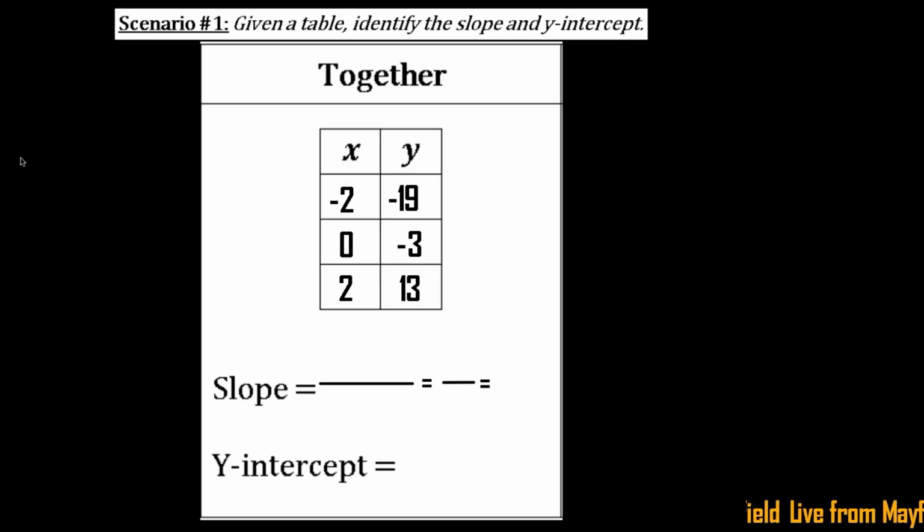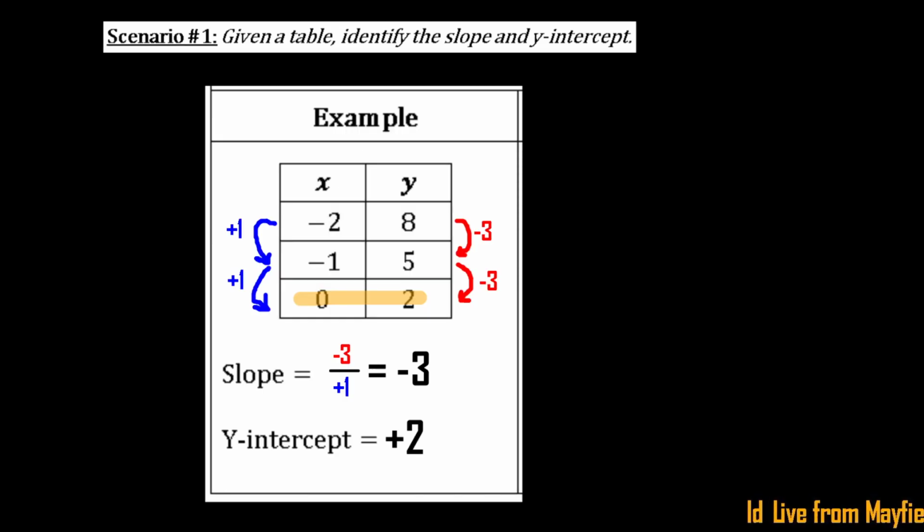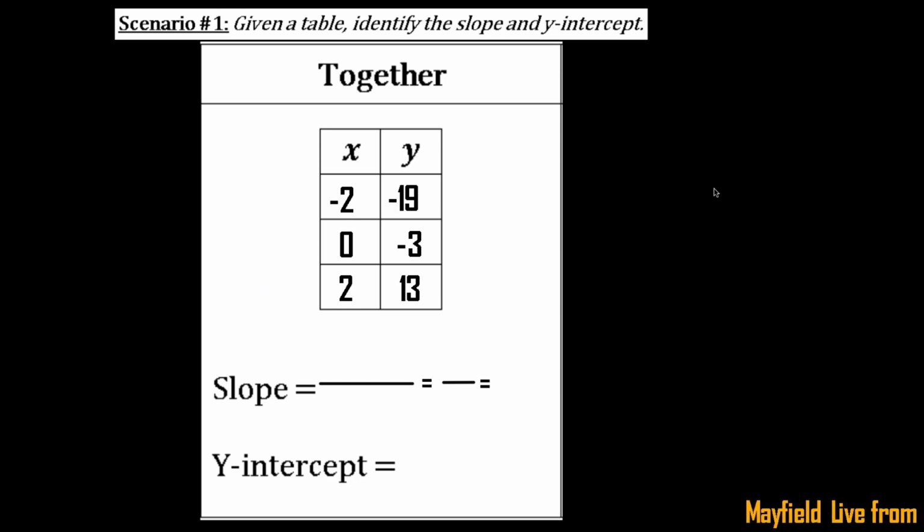All right, so one that we can do together gives the values for x and y. It has our x values as -2, 0, and 2, and then some larger y values: -19, -3, and +13. So we're going to ask, what are our y values increasing by? How do I go from -19 to -3? I'm increasing, meaning I'm going closer to 0.